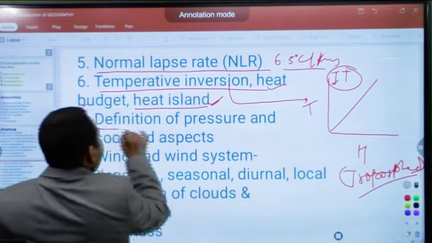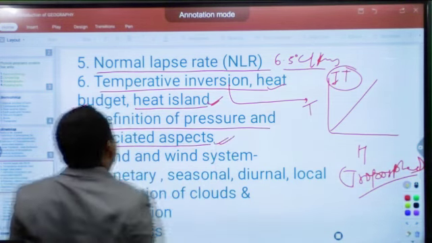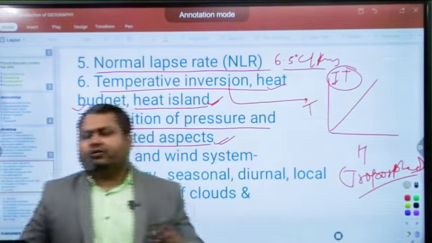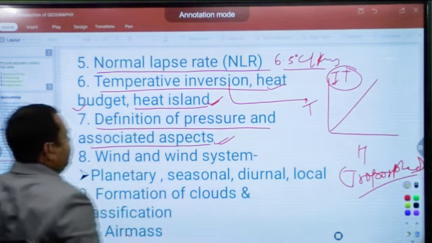The next topic is definition of pressure and associated aspects. What is the definition of pressure? Force exerted per unit area is called pressure.